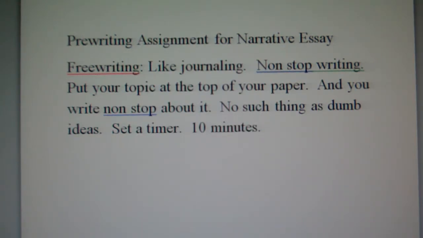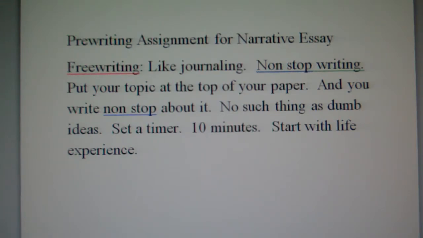Write anything that comes to mind about your topic, or even if you don't have a topic, you might start with life experience, because your paper is going to be very much centered on your life experience. And you set your timer. I generally use my cell phone, but you can use any kind of timer you want.